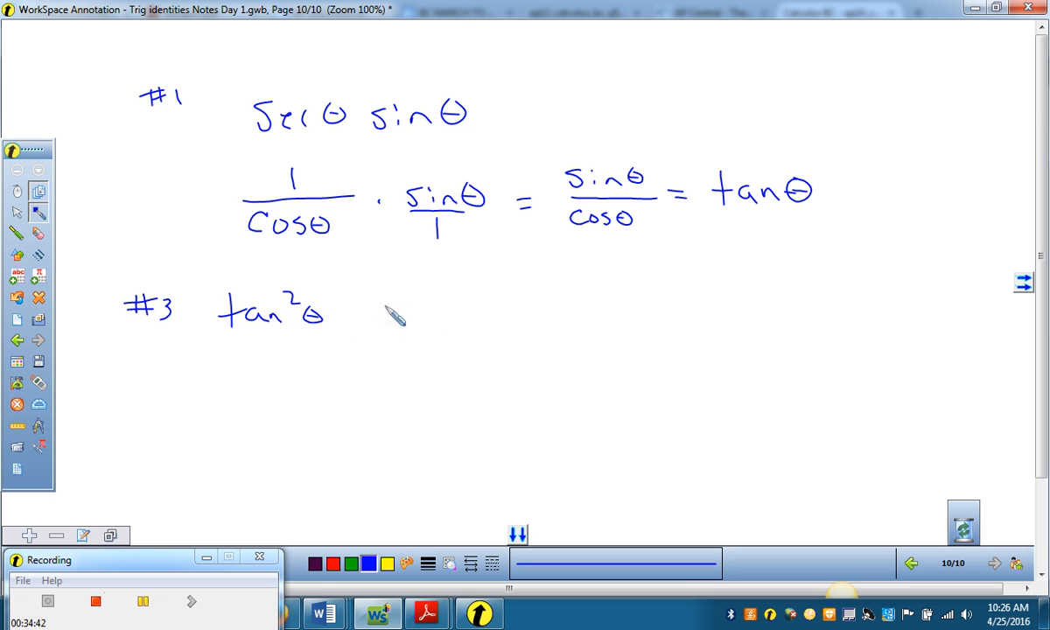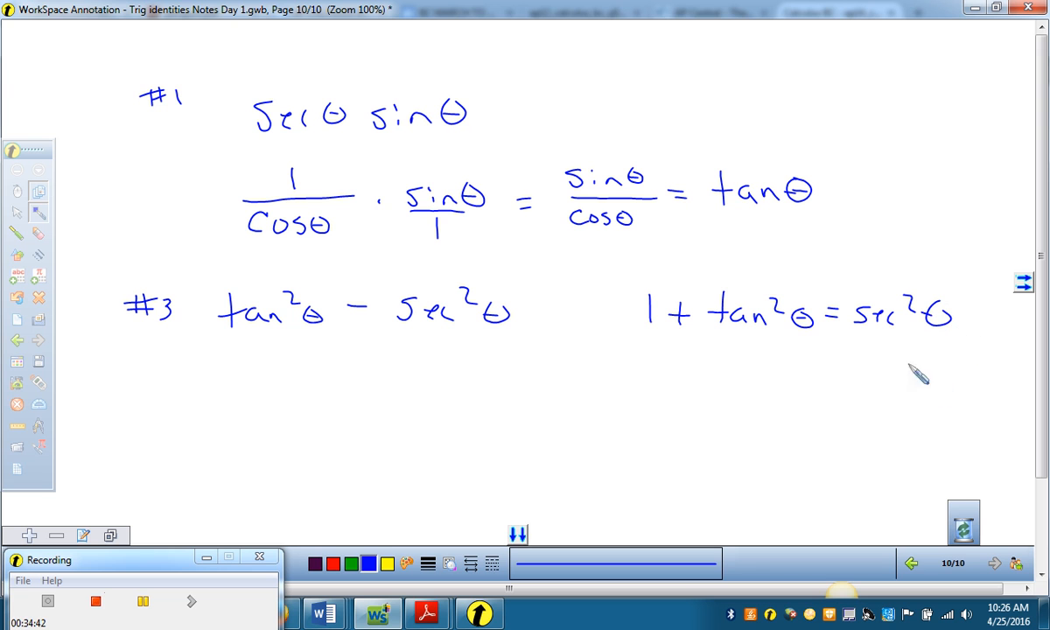Tan squared theta minus secant squared theta. That's it? Yes, okay. All right. So when I see tan squared and secant squared, what identity do you think you're going to use? I see those squares. Pythagorean. The Pythagorean identity with tans and secants is 1 plus tan squared x equals secant squared x. Well, I see a secant squared right there. What does that equal to? 1 plus tan squared.